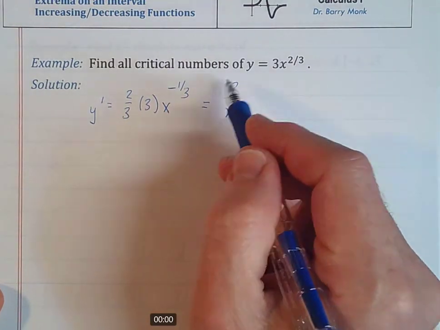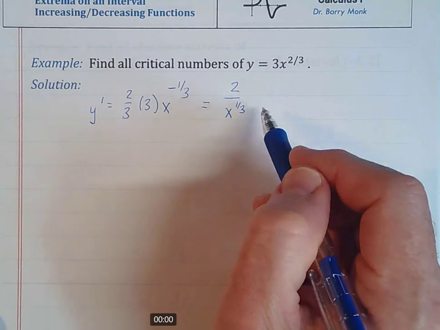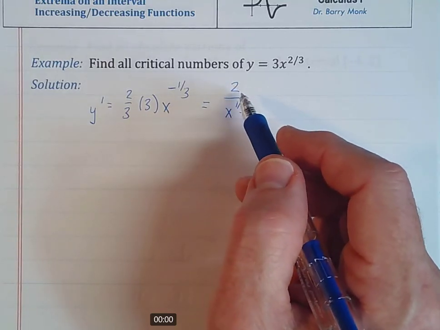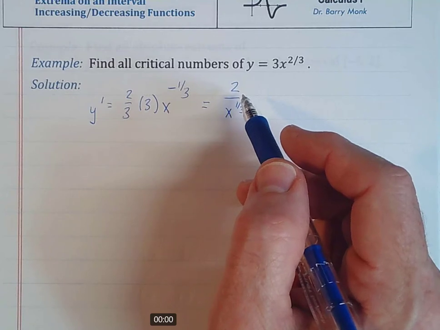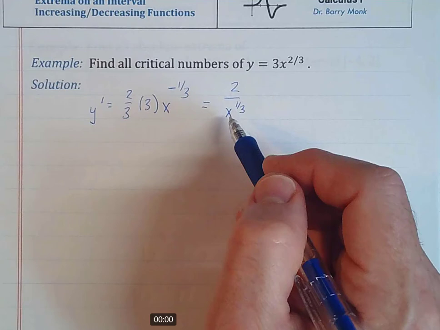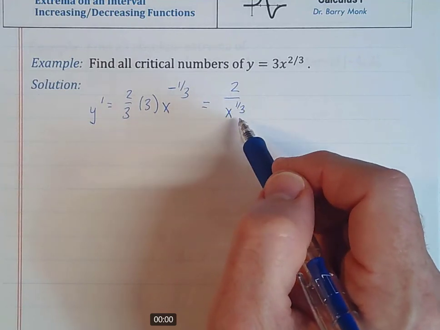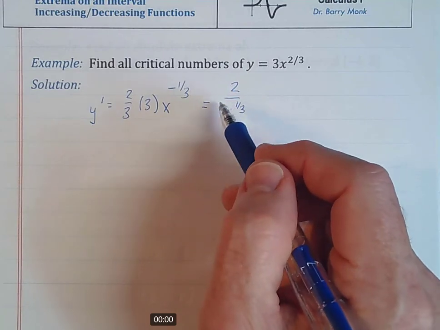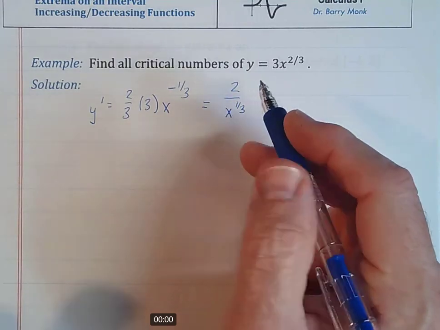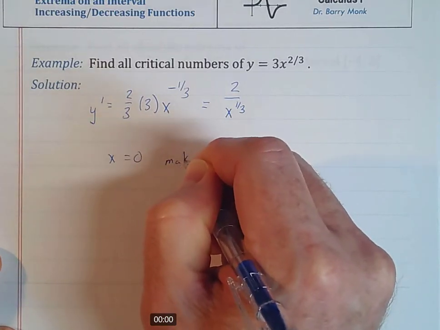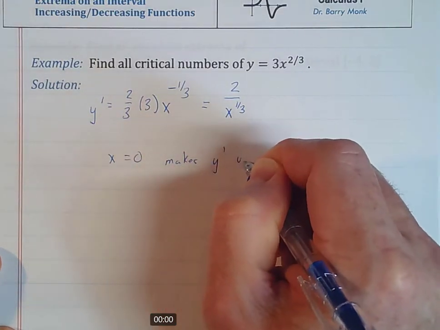So I look at this, I've got a fraction. Remember, a fraction only equals 0 whenever the top equals 0. So it doesn't look like I'm getting any numbers here where the derivative is 0. But what would make this thing undefined? Well, if I put a 0 down here in the denominator. So it looks like x equals 0 would cause the derivative to be undefined. I'm going to write that down. x equals 0 makes y prime undefined.